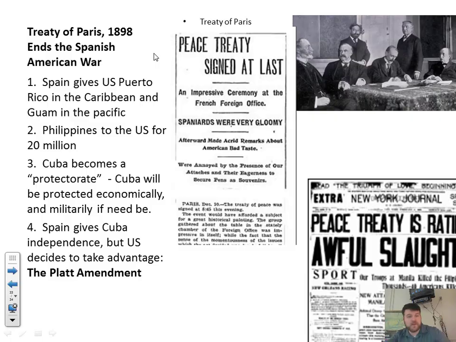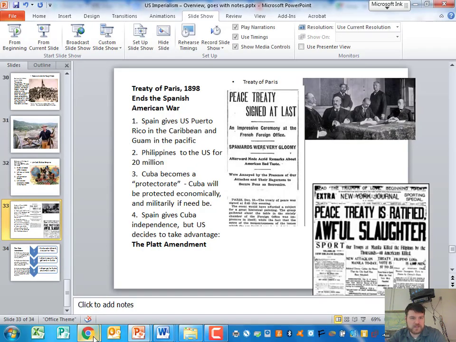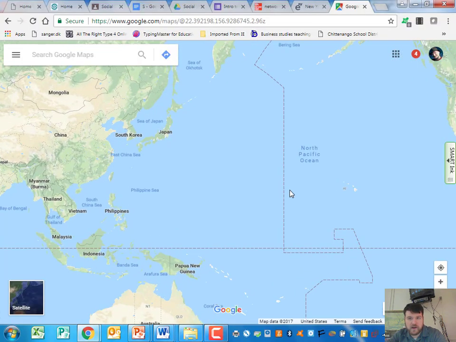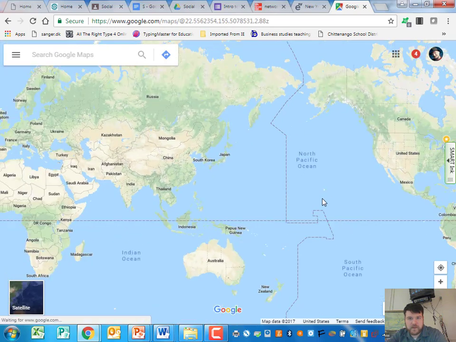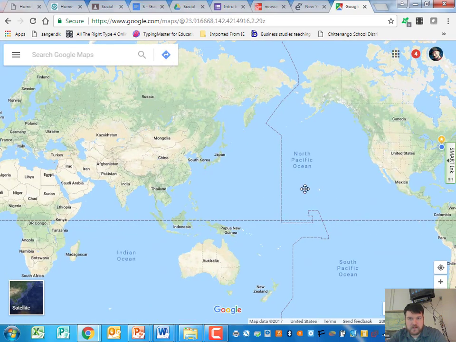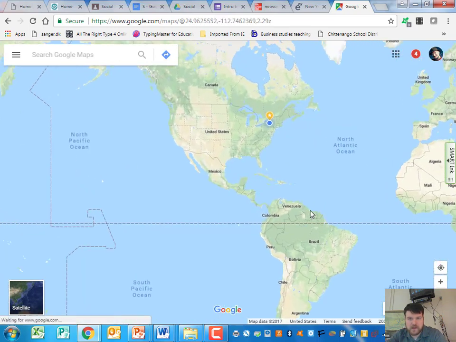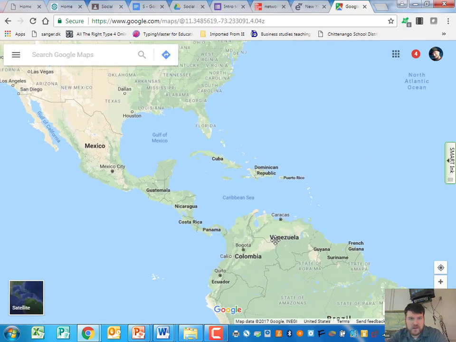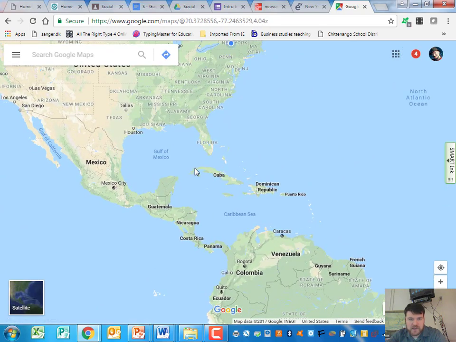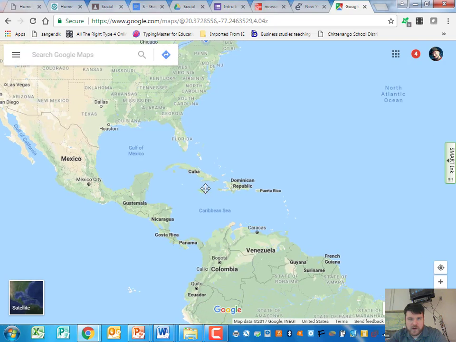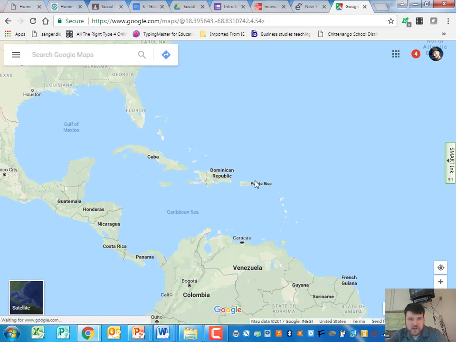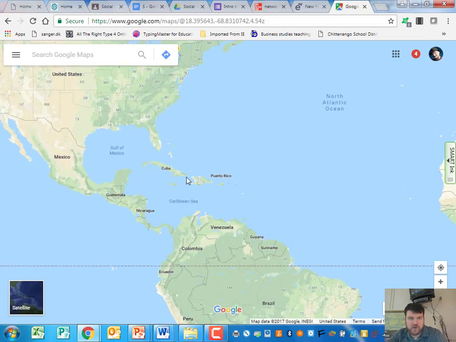We'll take those. Let's zoom out. Let's go to the map quick again. Let's figure out where these places are. Let's go to the Caribbean. Let's zoom in. Here we go. Florida. There's Cuba, 90 miles off the coast. That's where we fought the war. And then Puerto Rico is over here. We're going to take that from you. Thank you very much, Spain, Puerto Rico.